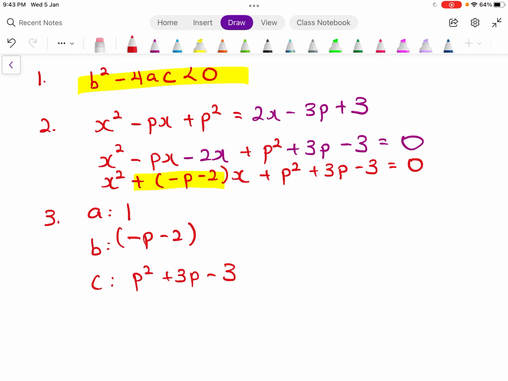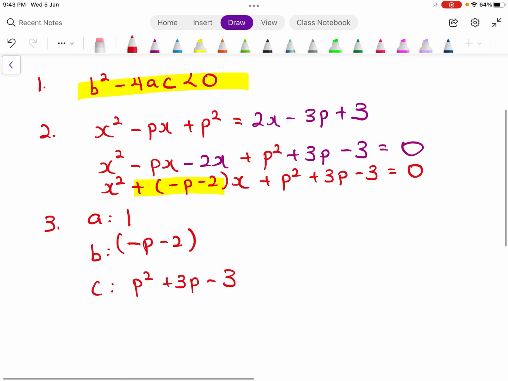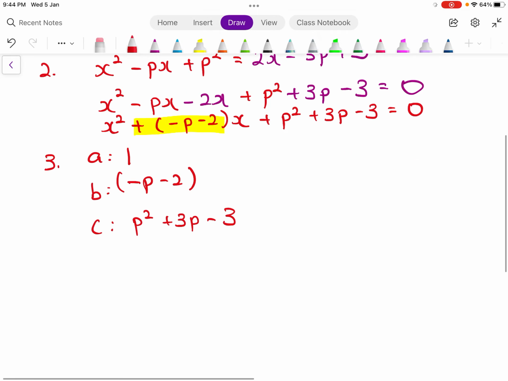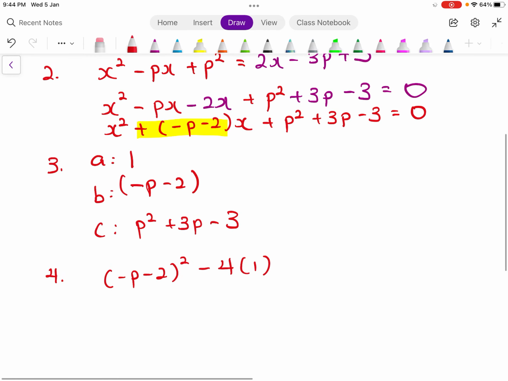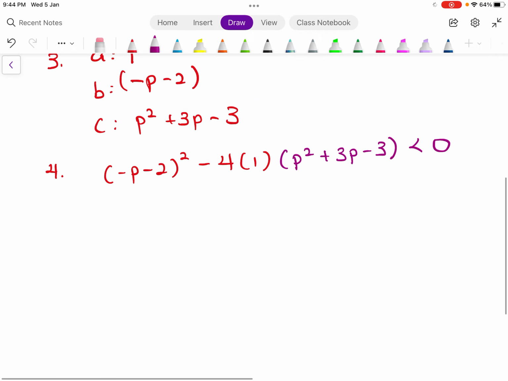Now I put in step number 4. Step number 4 is to put in your inequality. That's why your b squared minus 4ac less than 0 is very important. You want to form an inequality regarding your p, right? You need your step number 1. All right, so let's put down b squared minus 4ac. It's a rather difficult inequality to deal with. Less than 0.